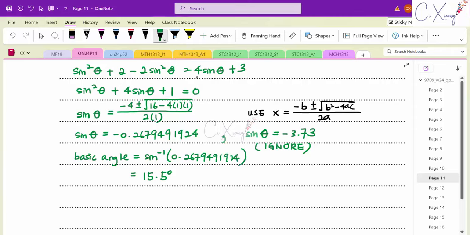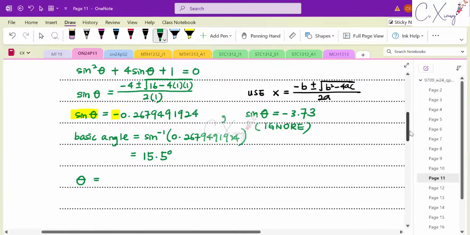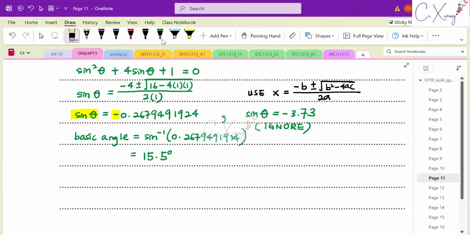After I get the basic angle, only then do I go through the quadrants and see which quadrant I want to accept the answer. I know my basic angle is 15.5. We want sine theta to be a negative value. So in which quadrant will sine theta give you a negative value? It will be in the third and also the fourth quadrant. So how do we get the answer for theta in the third and fourth quadrant? By using the basic angle.